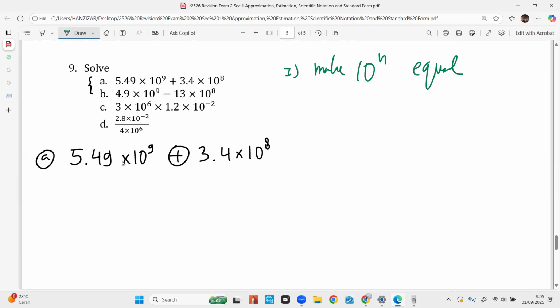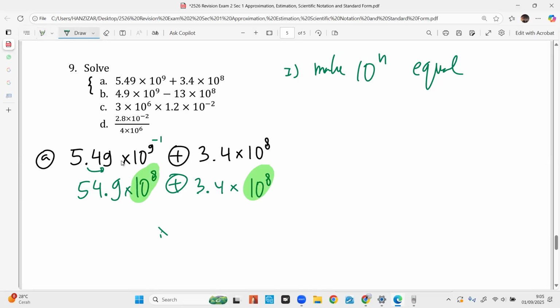So, if you want to do 8, you are not converting the 3.4, let it be. If you want to convert to 8, you subtract by 1, then you go right by 1, right? Because you are compensating the power. You decrease by 1, you increase 1 decimal place, 54.9. Since it now has the same power, you just multiply by 10 power 8, 54.9 plus 3.4, as simple as that. 54.9 plus 3.4 is 58.3.